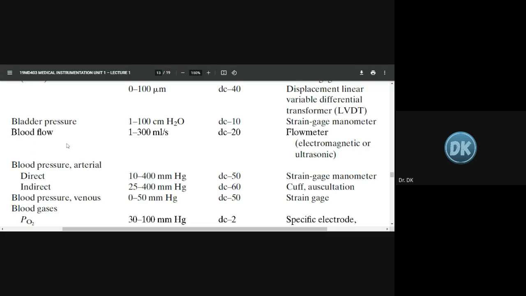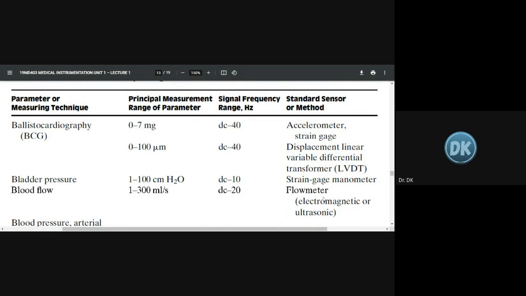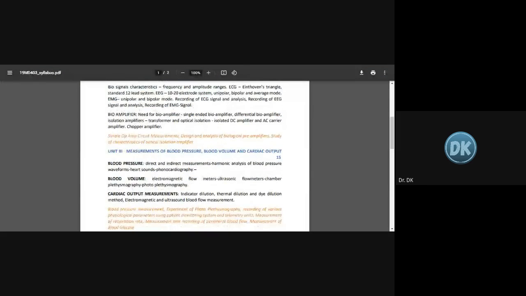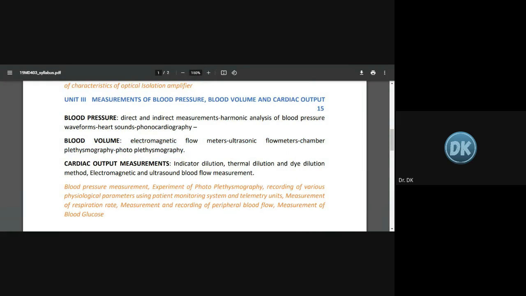And third one is blood flow measurement. So blood flow, the normal range is 1 to 300 ml per second, and the signal frequency is DC to 20. It is measured using a flow meter. So flow meters we'll be discussing in your fourth unit. Like I said, in your syllabus you have a specific topic called blood volume measurement. So here you will be discussing how we are going to measure the blood flow and all. Okay. So that is one thing.